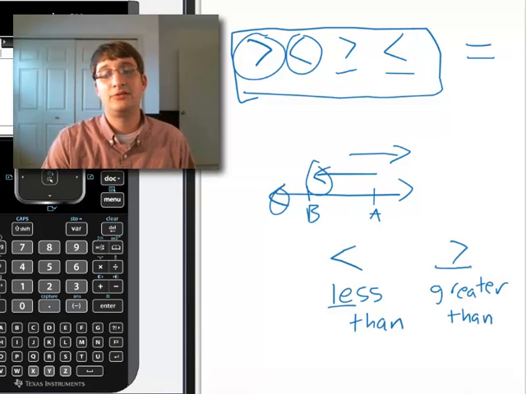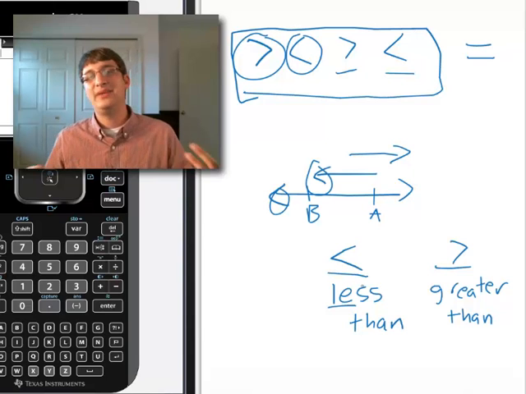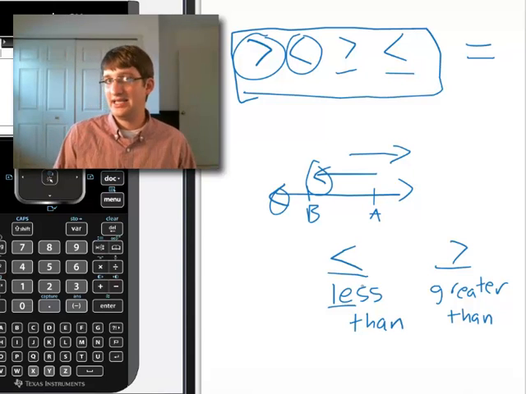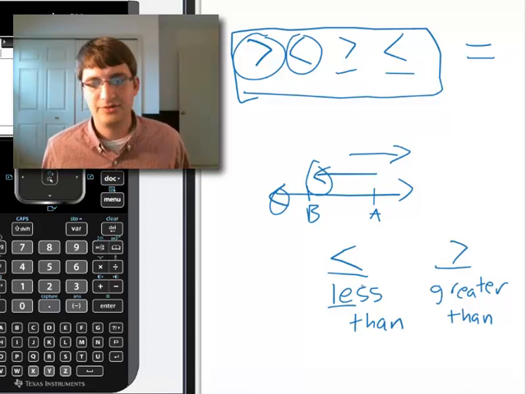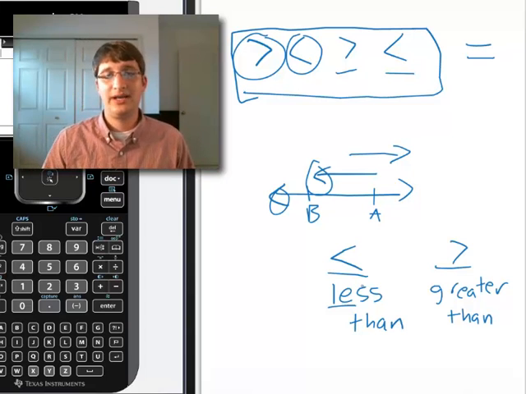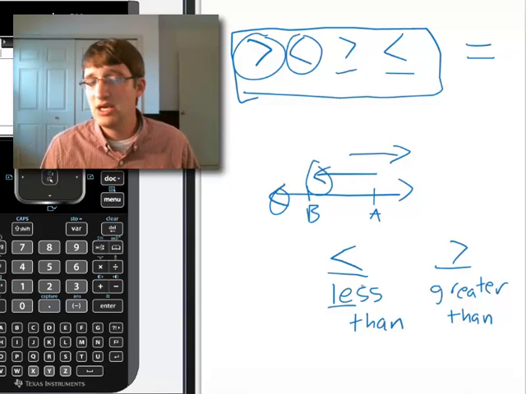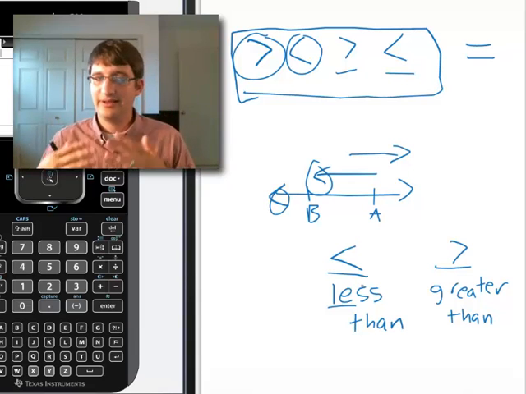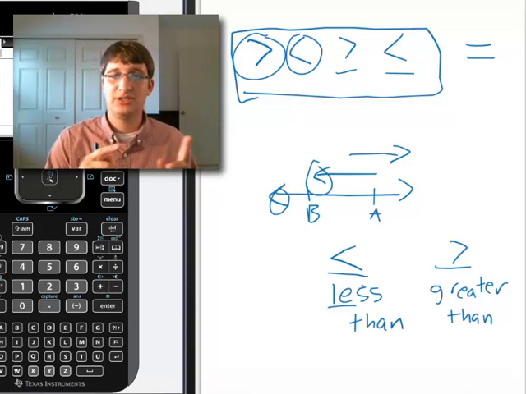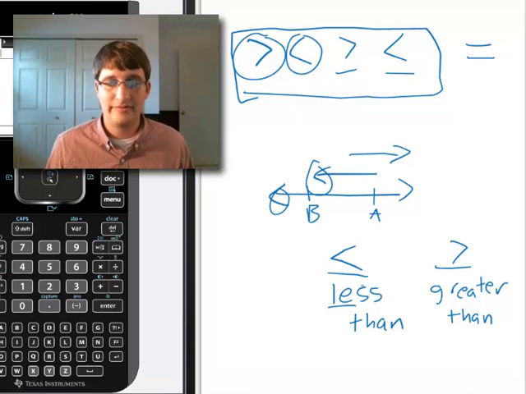If we add a little line below it, all that means is it changes it from just a less than to a less than or equal to. And instead of just a greater than, it's a greater than or equal to, okay? So that's how I remember the difference between less than and greater than. It's just the direction of the arrow, or of the symbol, okay?